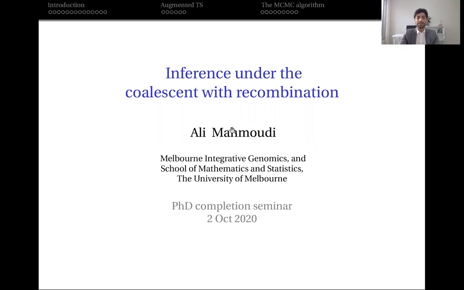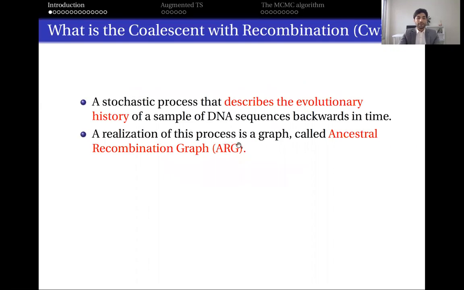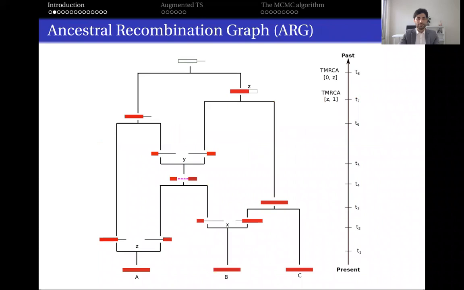So let's first give an introduction to the Coalescent with recombination. It is a stochastic process that describes the evolutionary history of a sample of DNA sequences backwards in time. A realization of this process is a graph called Ancestral Recombination Graph, or in brief, ARG. So let's explain the process here. This is an example of an ARG for 3 sequences, A, B, and C, from the current generation.